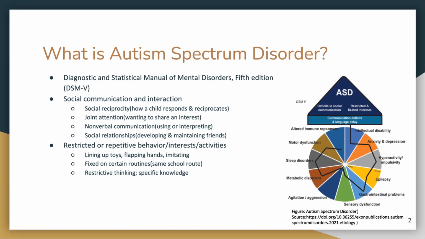Second area of potential deficit is joint attention. Next, there is non-verbal communication, like the child won't put their arms out when they want to be picked up. The last subcategory of communication deficits is in social relationships. The other major area is called restrictive and repetitive behaviors. For instance, lining up toys in a specific way or flapping hands. The child might be fixed on certain routines.